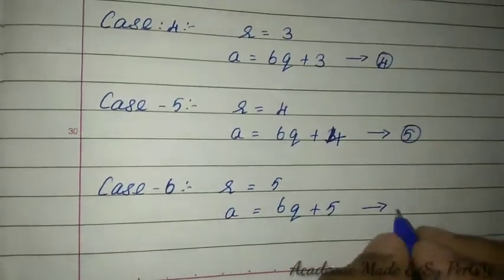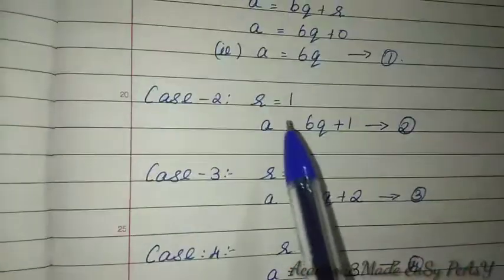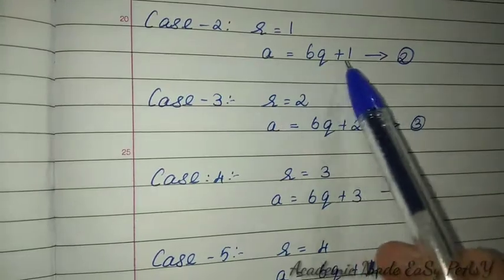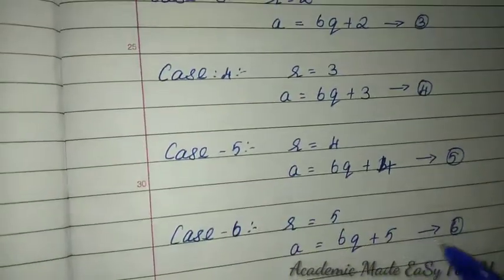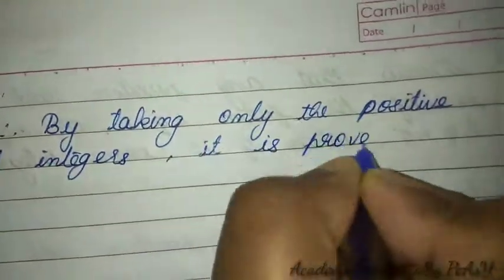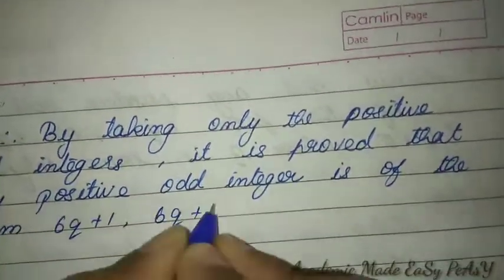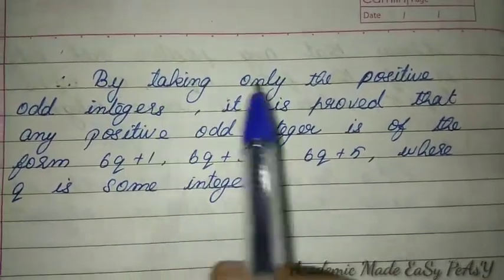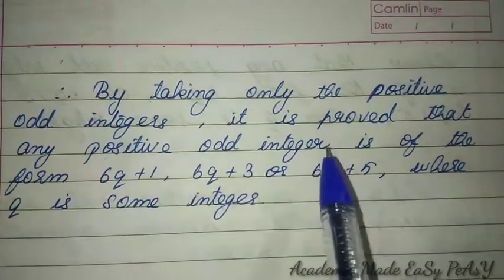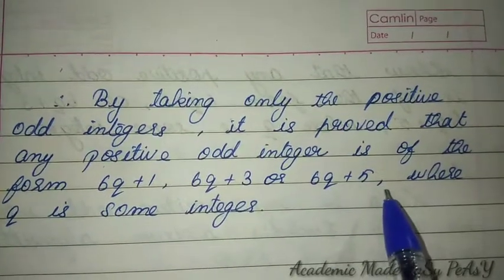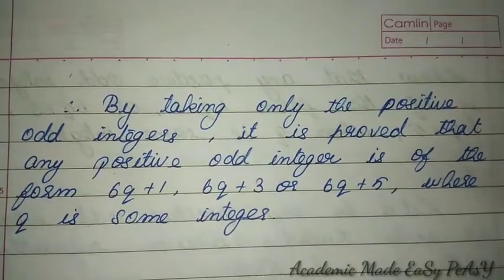If any odd integers are given, so if you see the odd integers, when we take the remainder, we will get 6q plus 1, 6q plus 3 and 6q plus 5, no? So this way we will be proving it. This is a very easy method. So therefore, by taking only the positive odd integers, it is proved that any positive odd integer is of the form 6q plus 1, 6q plus 3 or 6q plus 5, where q is some integer.